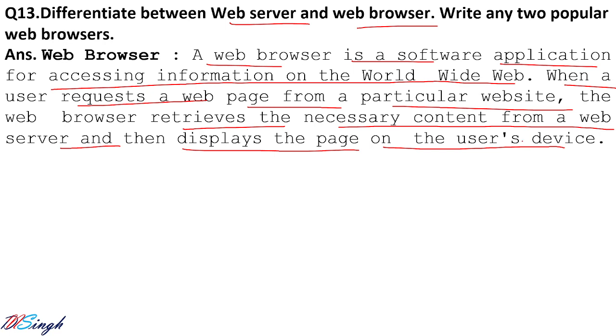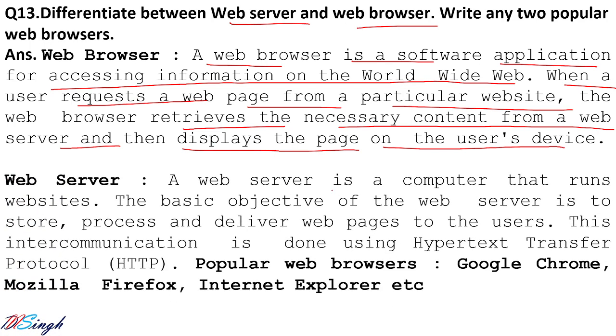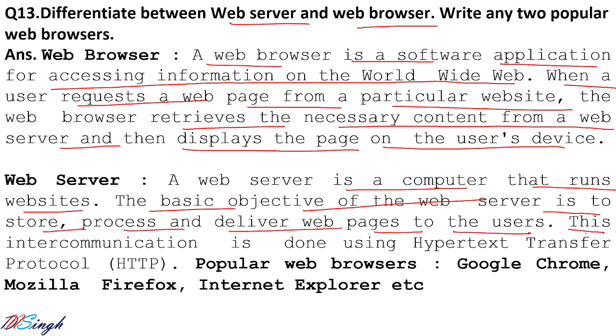You have seen many web browsers like Mozilla Firefox, Google Chrome, and Edge, Internet Explorer, now not in use. You might have seen Opera also for mobile devices. So these are called what? Web browsers. Web server. A web server is a computer that runs the website. So where you host your website, the basic objective of the web server is to store, process and deliver the web page to the users, whoever is requesting them.